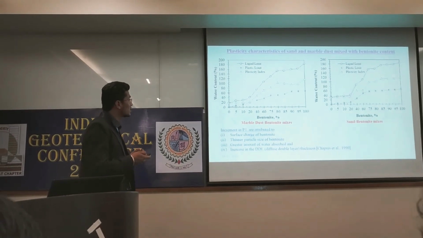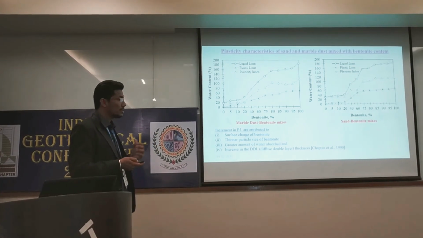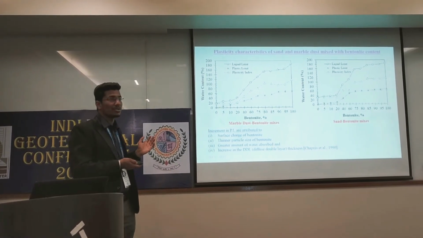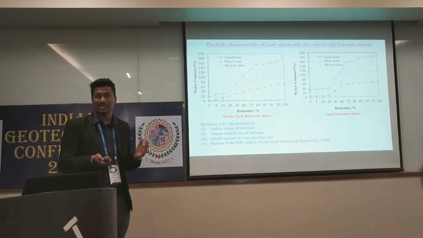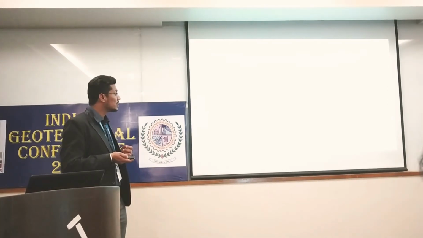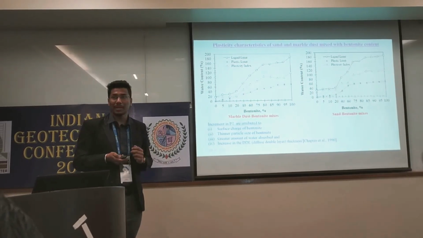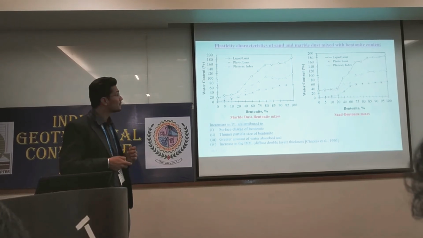due to surface charge of the bentonite and the increment in the diffuse double layer of the mixture, because we already know that the bentonite has a higher liquid limit as compared to the sand and marble dust, and with the addition of marble dust, basically the diffuse double layer thickness increases. That is the particular reason behind the increment in the liquid limit and the plasticity index of the mixture.